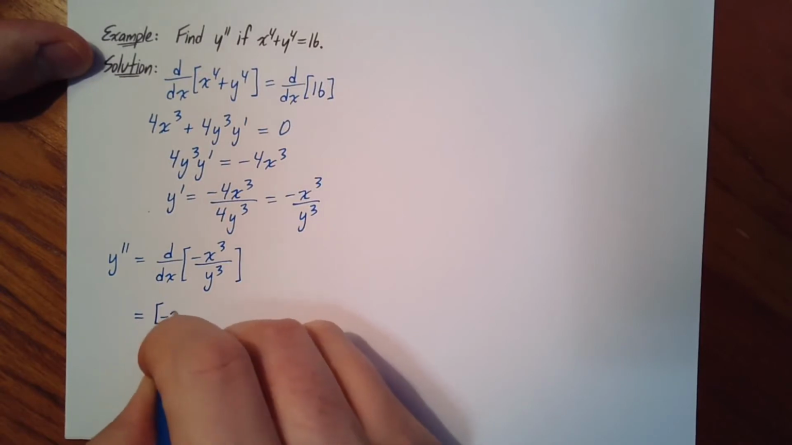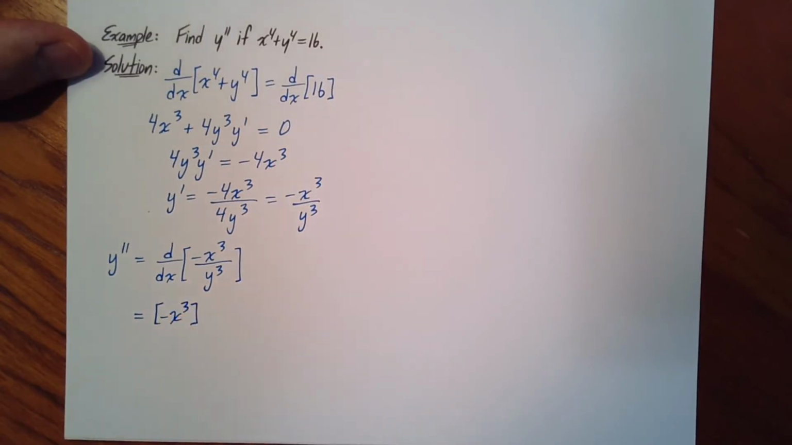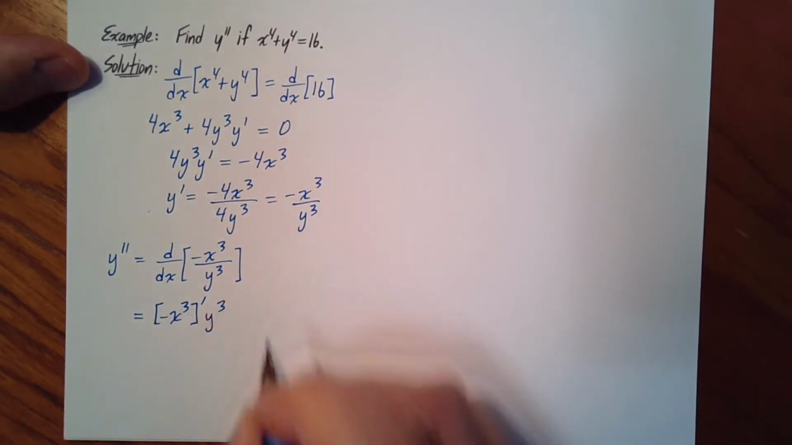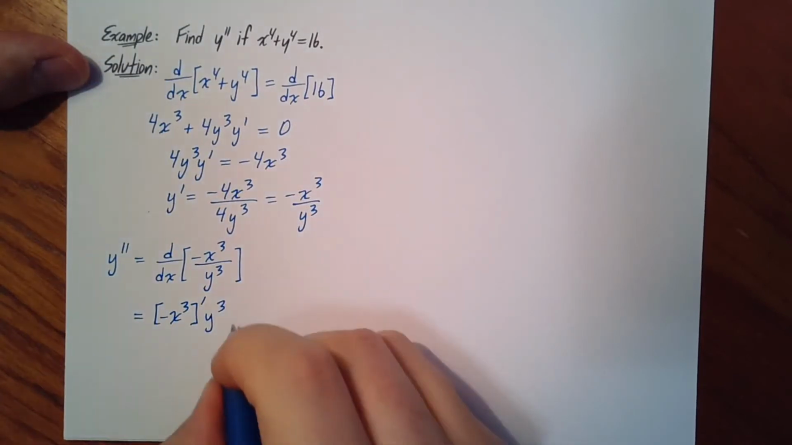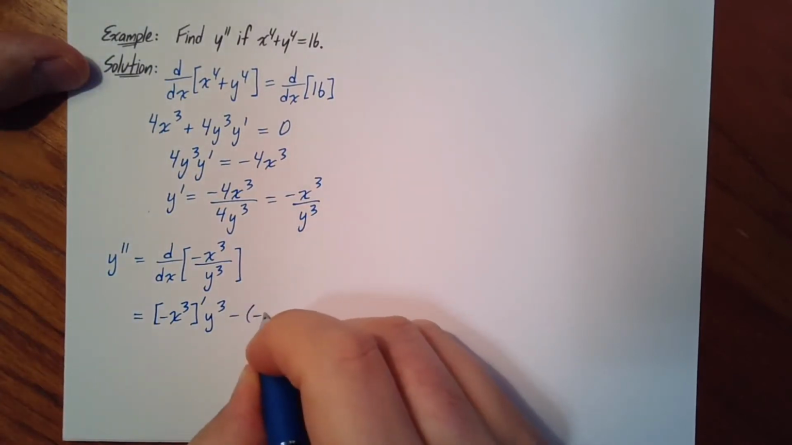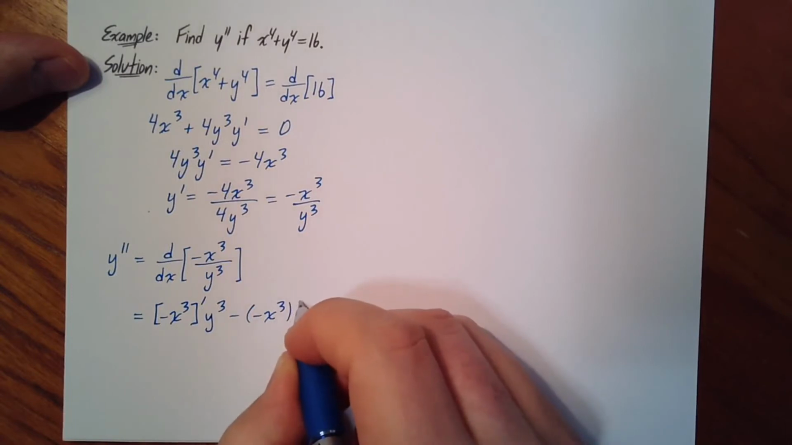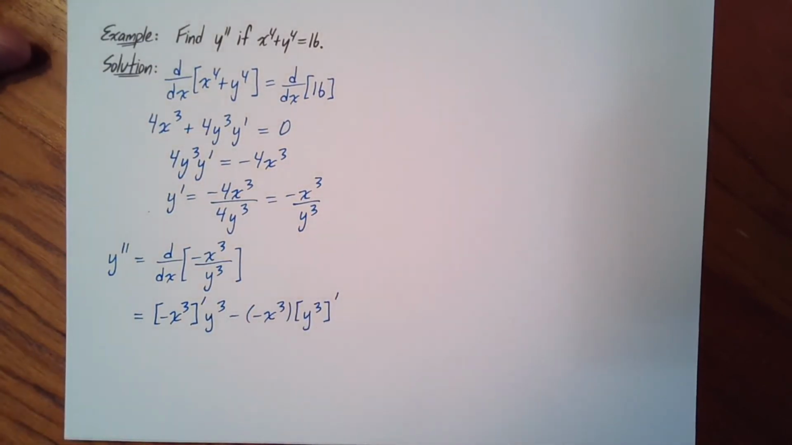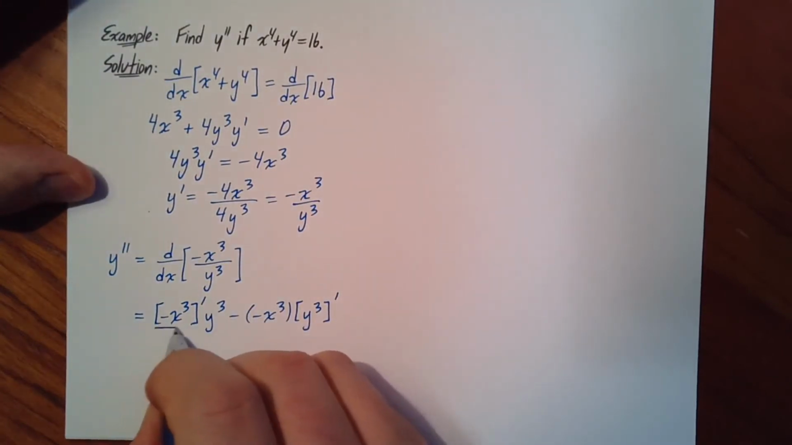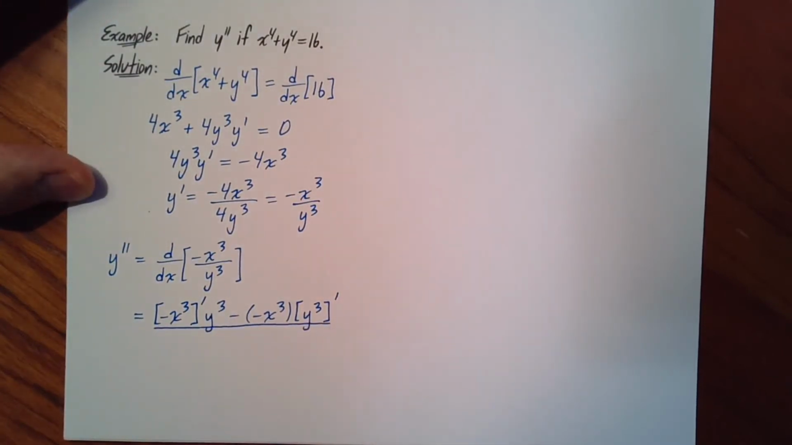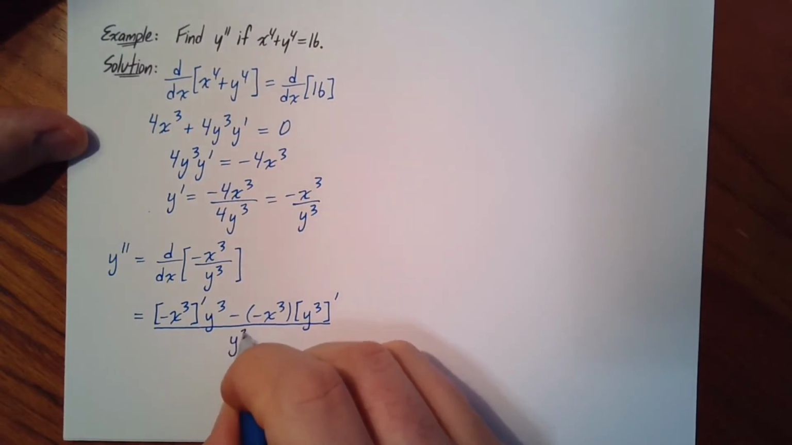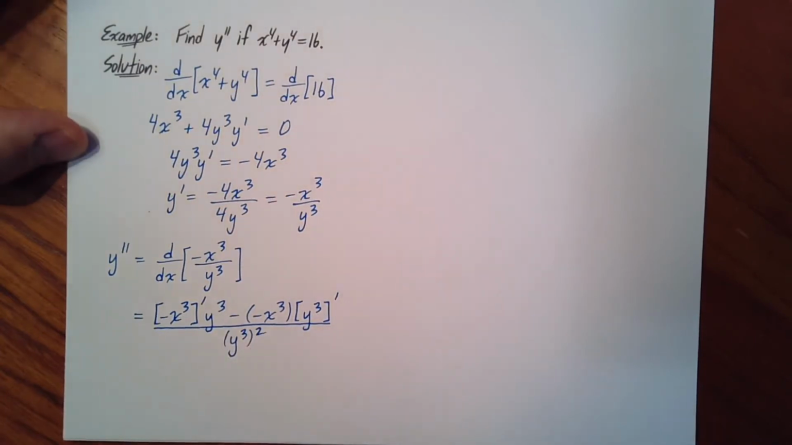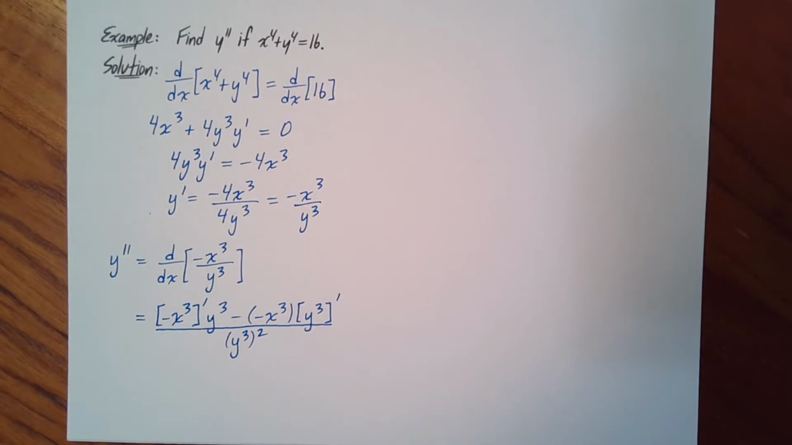We want the derivative of the numerator, so negative x cubed with a square bracket prime. So that's the derivative of the numerator multiplied by the denominator unchanged, minus the numerator unchanged multiplied by the derivative of the denominator, y cubed. And then remember, all of that is divided by the square of the denominator, which is going to be the square of y cubed. So that is the quotient rule.